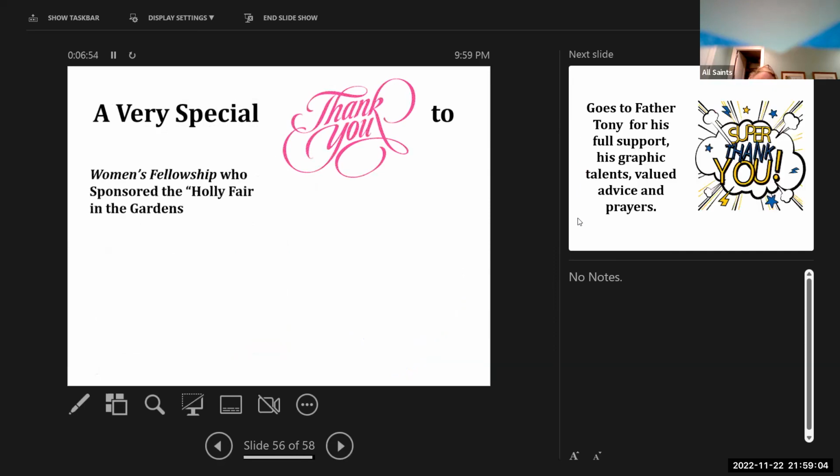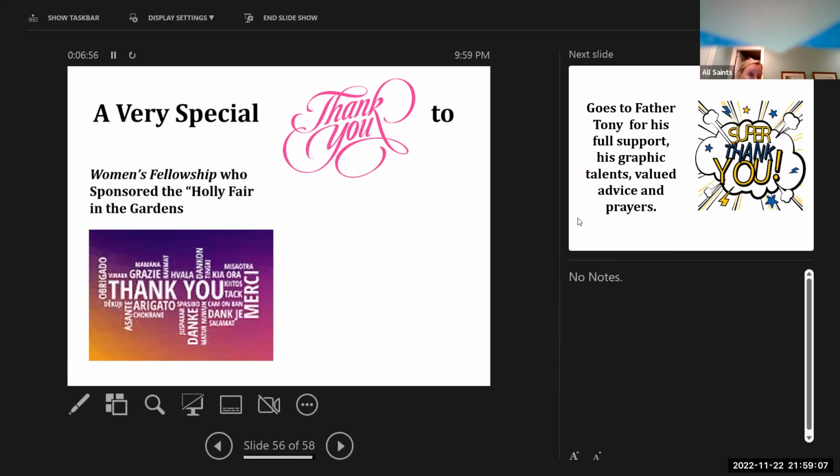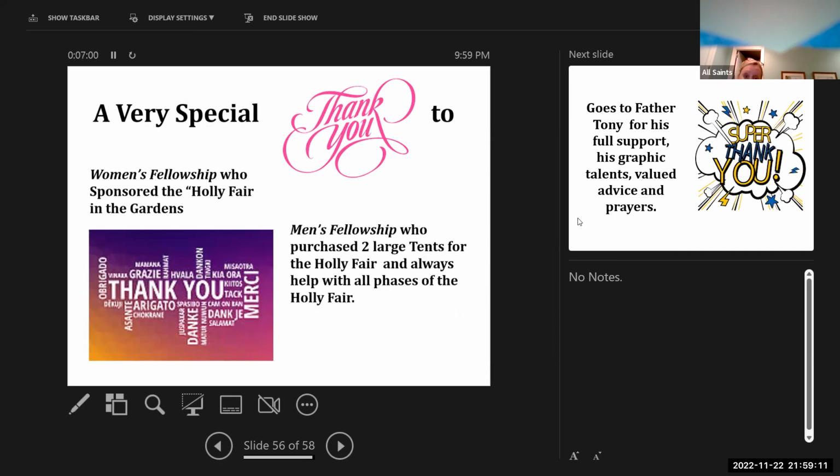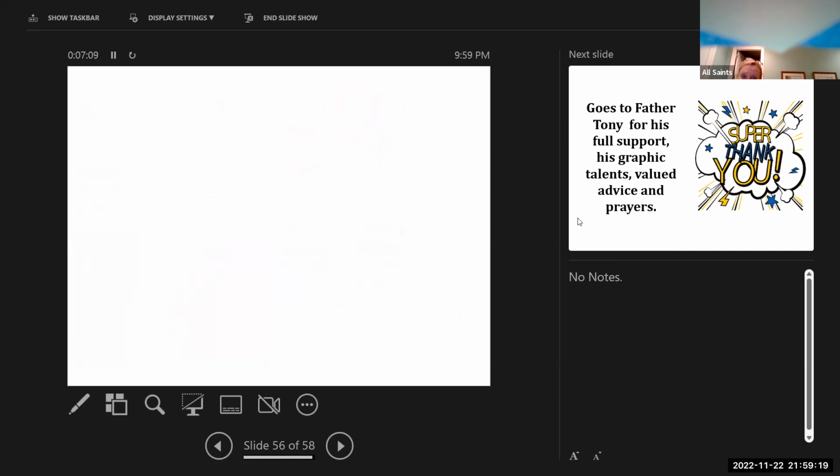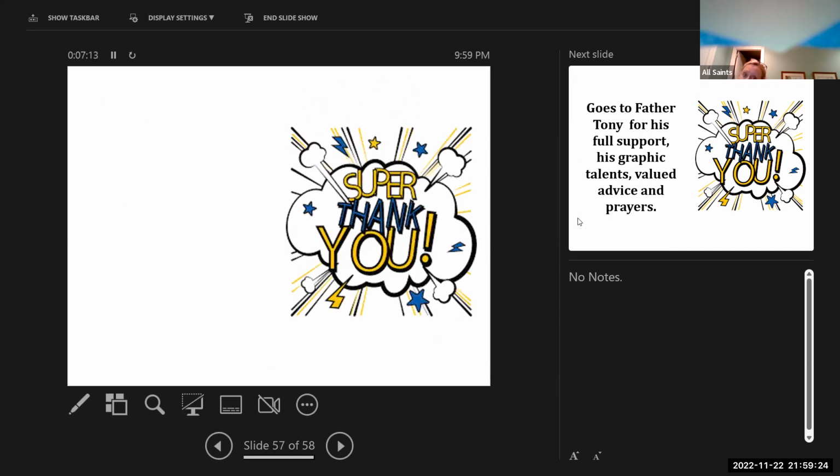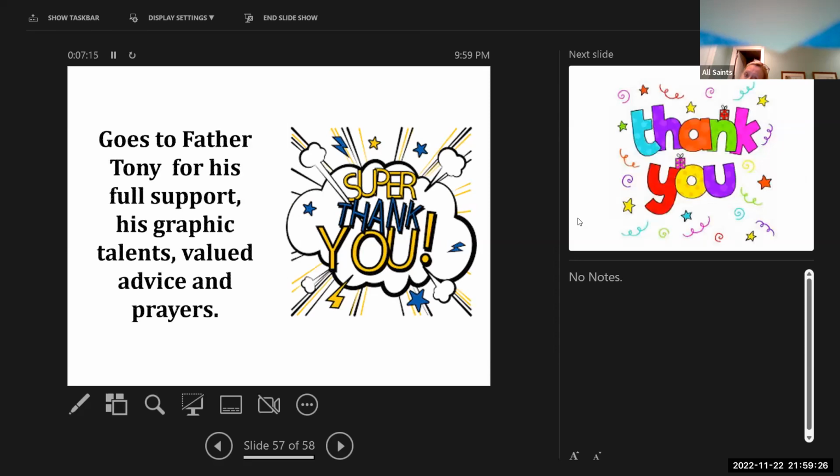I want a very special thank you going to the Women's Fellowship for sponsoring this. A thank you to the Men's Fellowship too. They purchased two of the large tents that we have, and the Women's Fellowship purchased the other two. And of course, the men are always here to help. And a big super thank you goes to Father Tony, because he did all the graphics, gave his valued advice and his prayers for us.